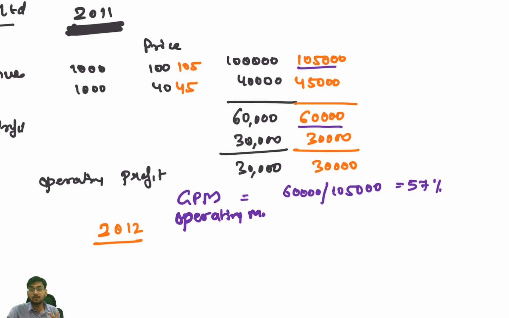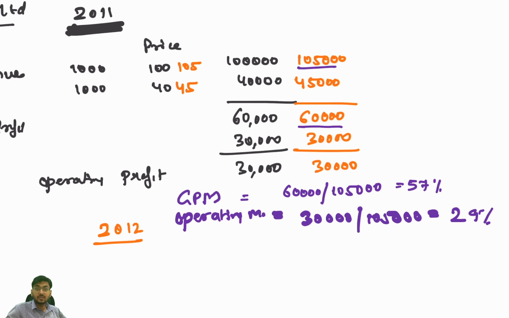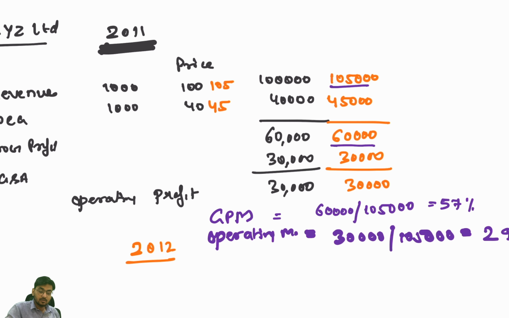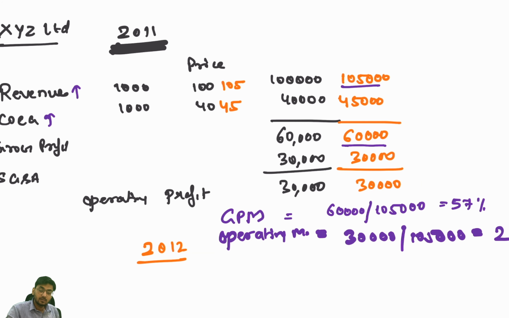57% is your gross profit margin. What is your operating margin? 30,000 divided by 105,000, which equals 29%. So this is a scenario where you have increased the cost of goods sold by $5, revenue also increased by $5, and there is no change in the units sold. The number of units sold remains the same. That means inelastic demand. This is the case of inelastic demand. Clear? This is the situation where you are saying that there is inelasticity.